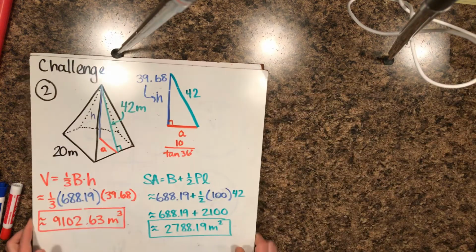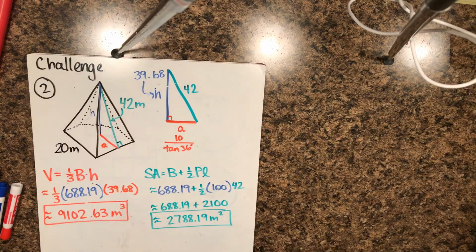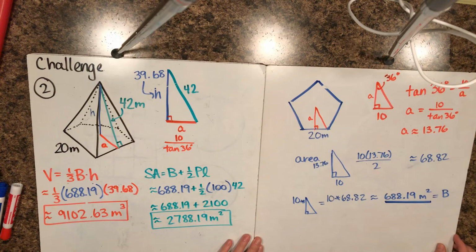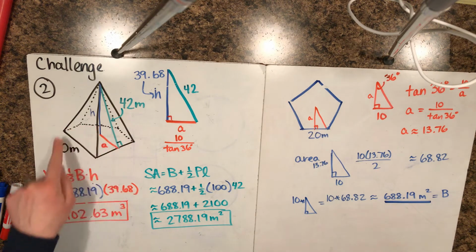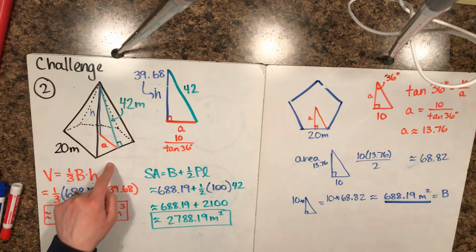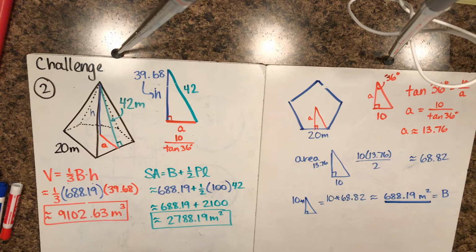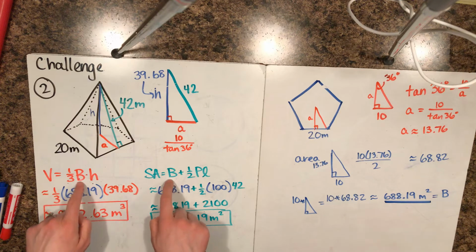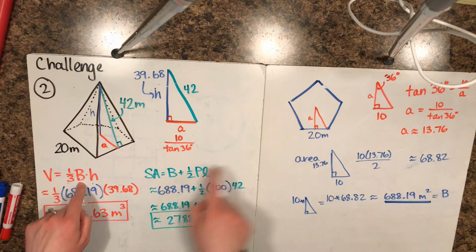For number 2, this was a good challenge because it had a lot of work and a lot of steps, and you have to keep it organized. Okay, now this is a pyramid. It's a pentagonal pyramid, and the base, the pentagon, is a regular pentagon. So we have to go back to what we learned earlier in the year on how to find the area of a regular pentagon, because both formulas call for me to find capital B, or the area of the base shape.